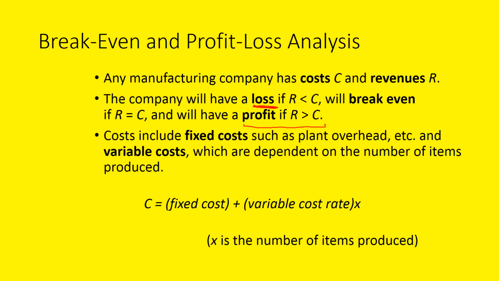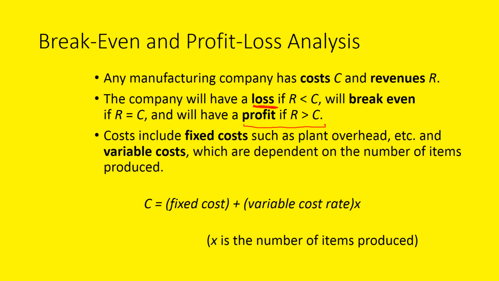Well, let's talk about the cost part of it. There are fixed costs like rent that you have to pay, and variable costs like labor you have to pay per hour. They are dependent on the number of items produced. So fixed cost plus variable cost times X.